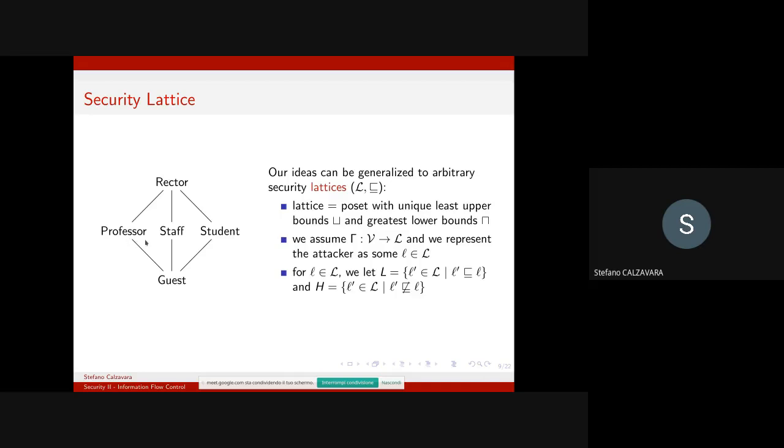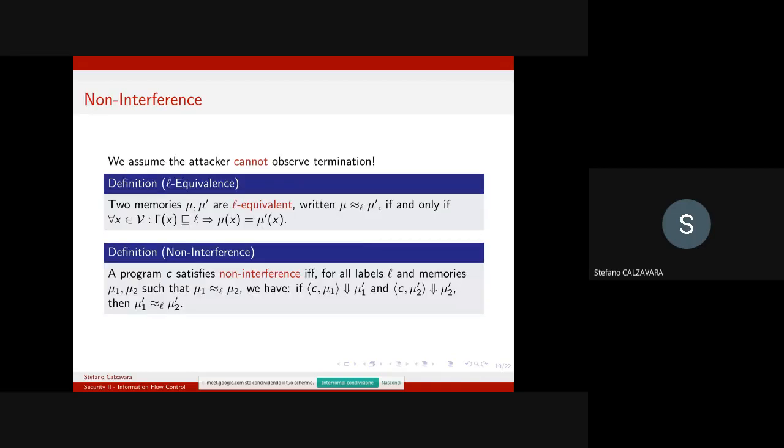We can formulate this theory using a common security definition, which is very popular. And this definition is called non-interference. Non-interference is the formal security definition that we use for programs which work over secret data. So we make the assumption that the attacker is not able to observe termination. And we make the assumption that we are building on top of some arbitrary security lattice. So every variable is labeled with one point of the security lattice. Say, this variable belongs to professor, this other variable belongs to the guest, this other variable belongs to the rector.